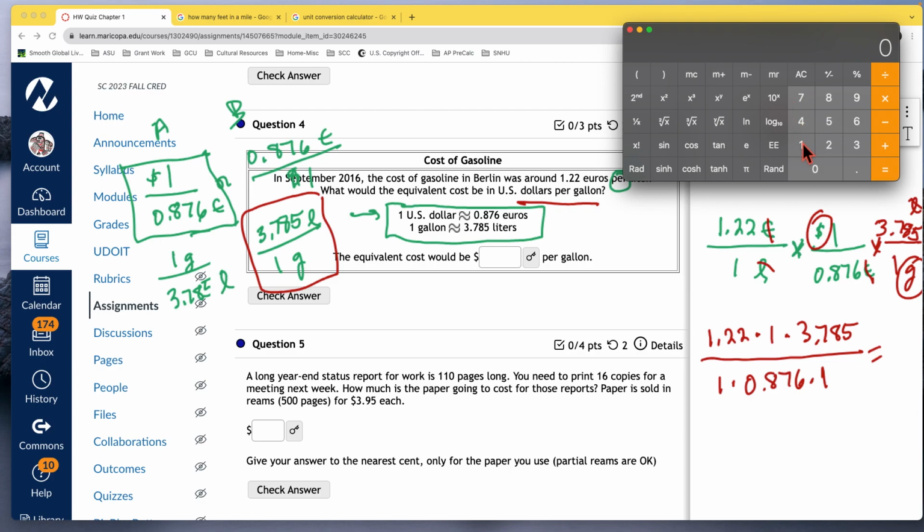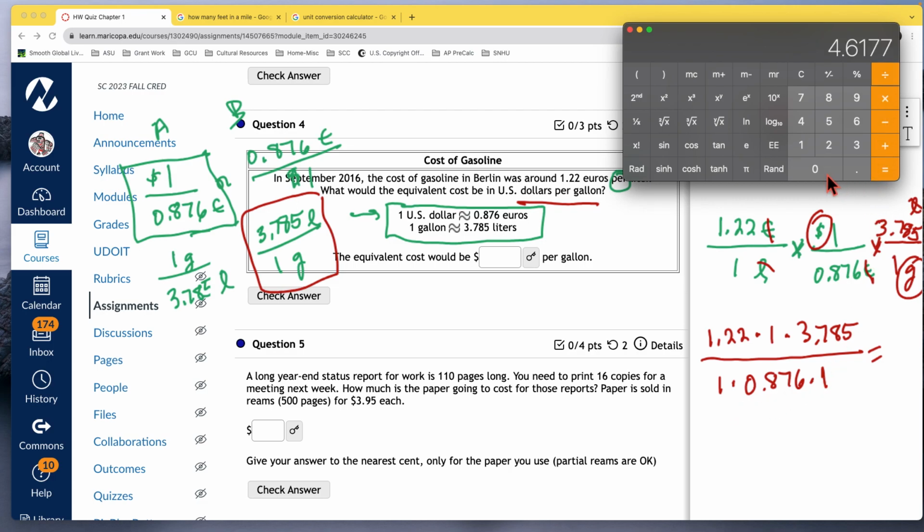Clear. 1.22 times 1, I'm not going to do that because that's the same thing, times 3.785. I'm going to hit equals. And then I need to divide by, so 1, I'm not going to multiply by 1 because, again, it doesn't change it. So I just need to divide by 0.876.